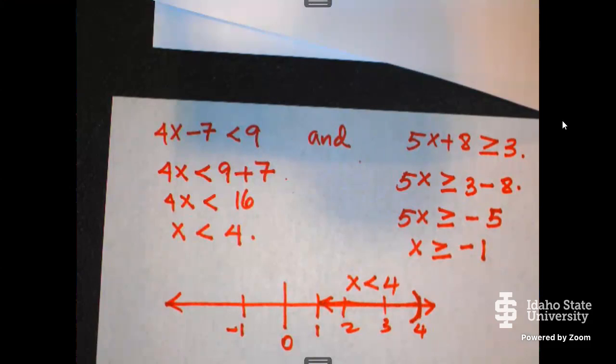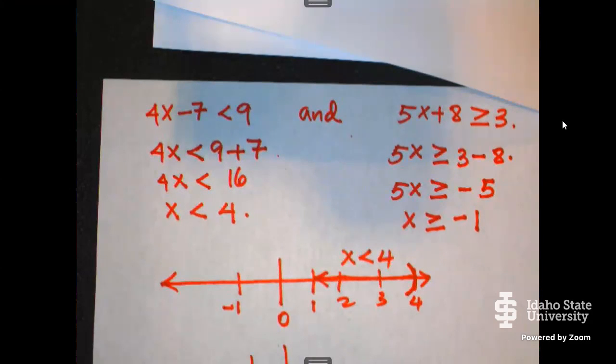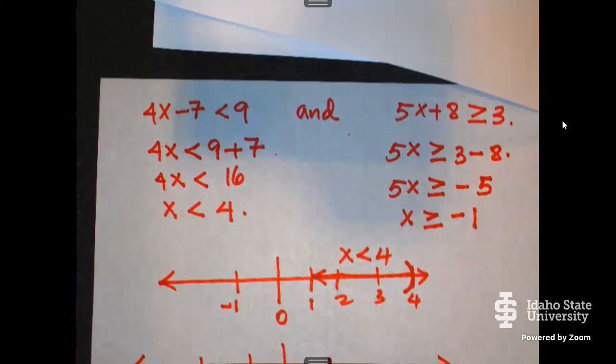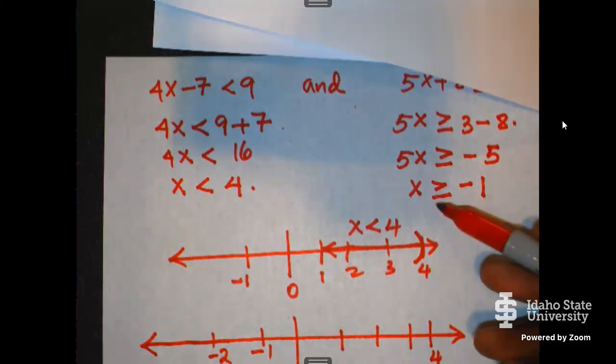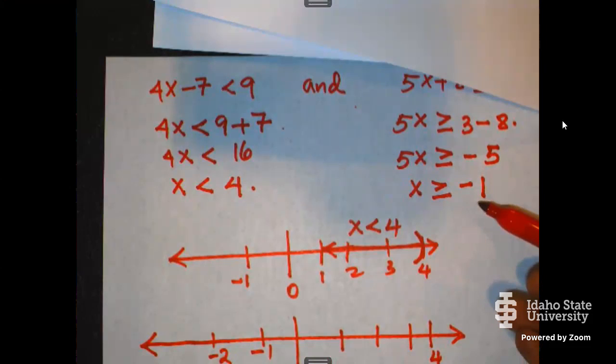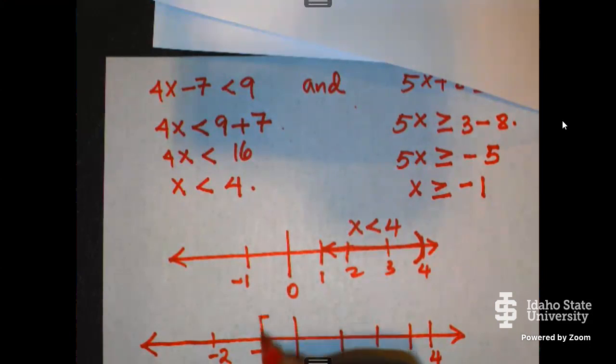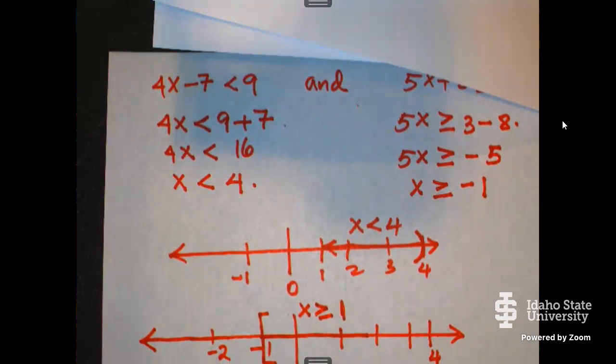Then we come to the next one here. So minus 1, minus 2, goes that way. For that, x greater or equals to minus 1. So minus 1 is here. So greater or equals to minus 1. So this one is x greater or equals to minus 1.